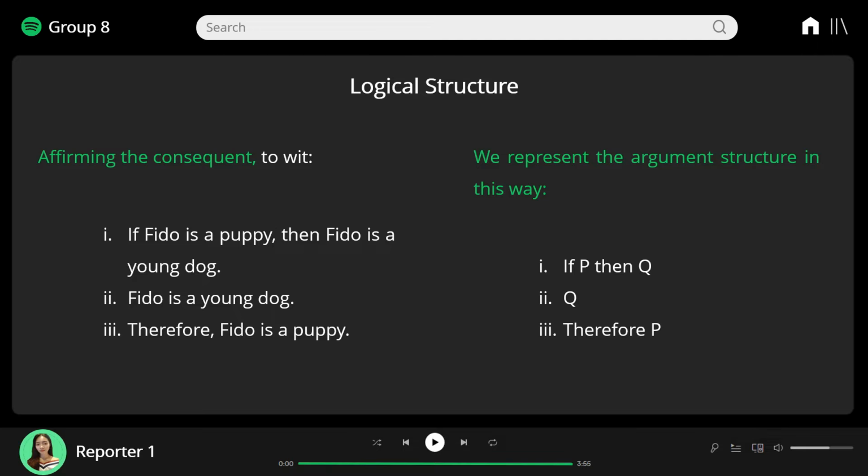And we represent the argument structure in this way. First, if P then Q. Second, Q. Third, therefore P. This argument form, called affirming the consequent, is invalid whatever the content of the argument. This means that if we get the truth table of the argument form above, it has a combination that indicates the premise set is true and the conclusion false.